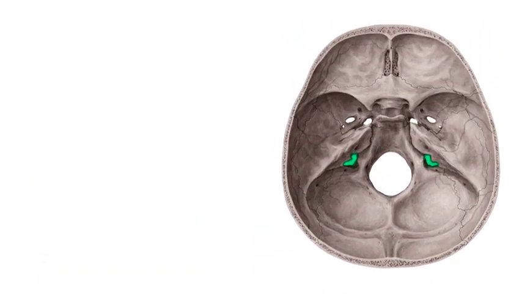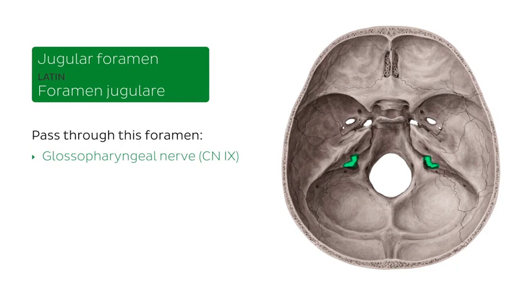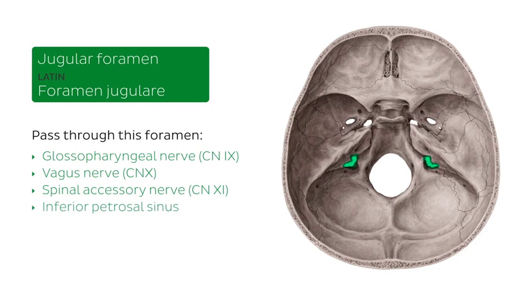The other foramen is known as the jugular foramen. You have 2, so jugular foramina. The jugular foramen is located between the petrous part of the temporal bone, which you can clearly see here on this image, and also the occipital bone. Structures that will pass through this foramen include the glossopharyngeal nerve, the vagus nerve, the spinal accessory nerve, the inferior petrosal sinus, the sigmoid sinus, and the posterior meningeal artery.